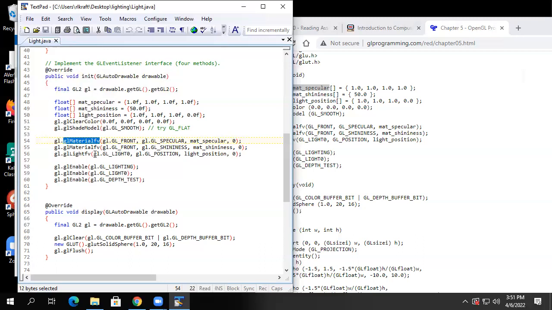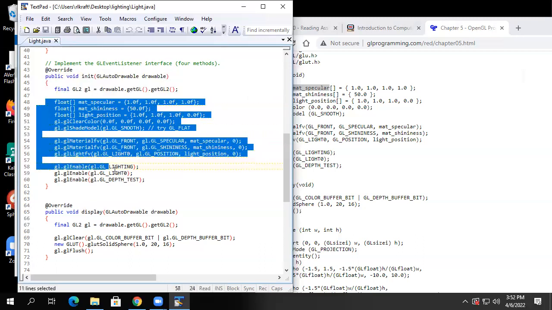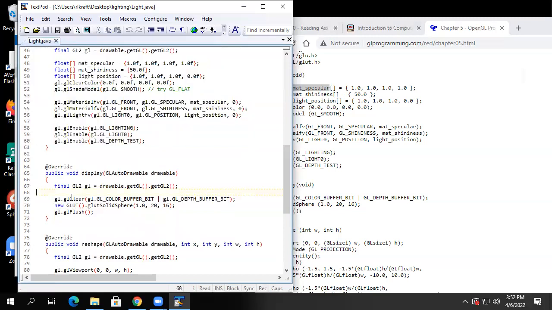Okay. All right. So after all this setup, in display there's not much to do. The display just clears the picture, draws a sphere, and that's it. And also this is just a picture of a sphere with light shining. Okay, so I enable everything, and then the display is just to draw a picture of a sphere.